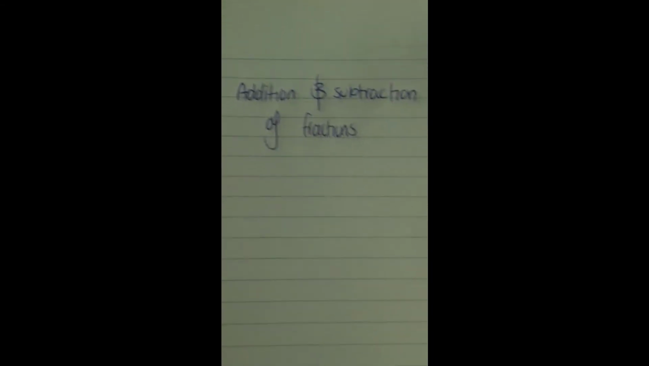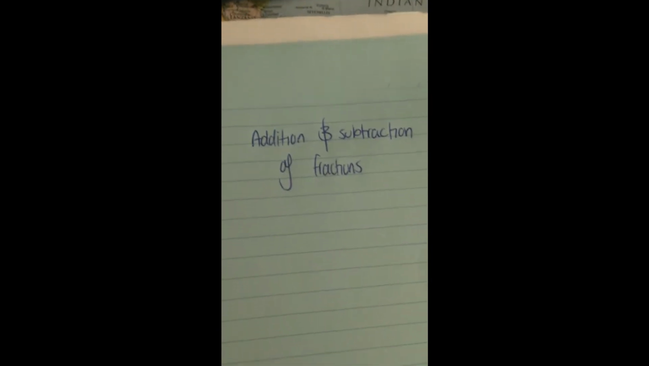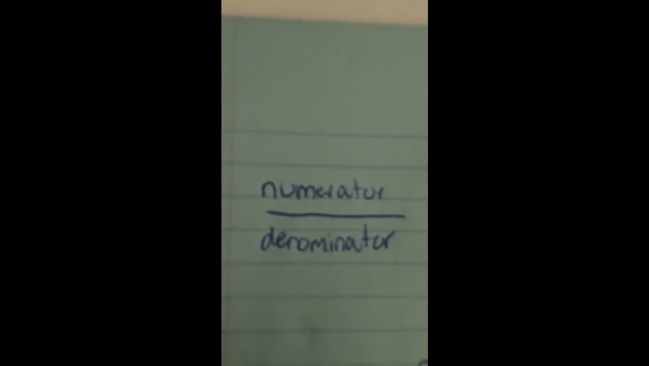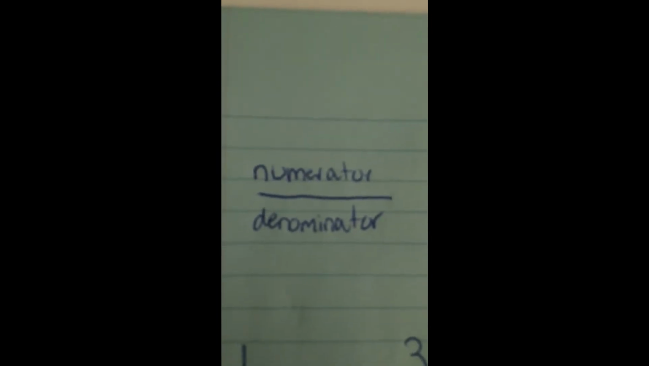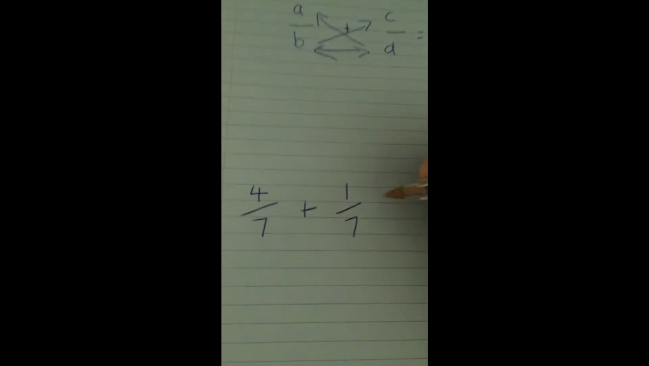So today we're going to learn the addition and subtraction of fractions. We all know the common form of a fraction is the numerator on the top and the denominator on the bottom. Now when doing simple addition, usually we'll have things like this where it's 4 over 7 plus 1 over 7. And because they have the same denominator on the bottom, it'll just equal 5 over 7.